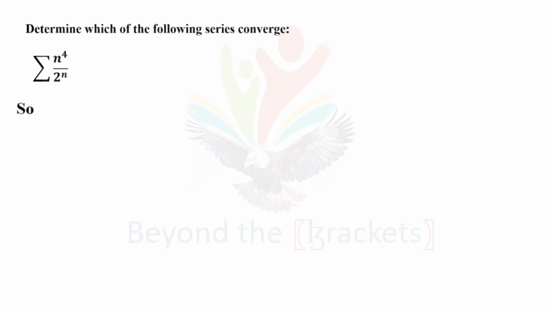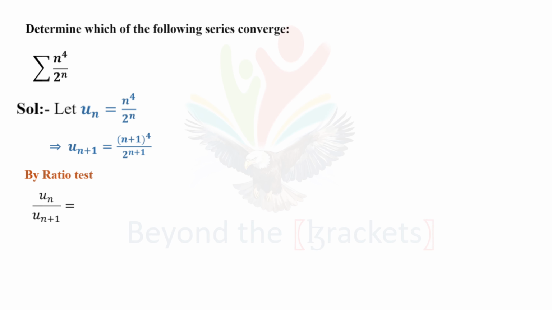Let's start the solution by denoting the general term by un, which is n power 4 by 2 power n. Then un plus 1 is obtained by replacing n with n plus 1. So un plus 1 will be equal to n plus 1 power 4 by 2 power n plus 1. To proceed with the ratio test, we first consider the ratio of un and un plus 1. Here un is n power 4 by 2 power n. When dividing by a fraction, we multiply by its reciprocal, that is 2 power n plus 1 by n plus 1 power 4.